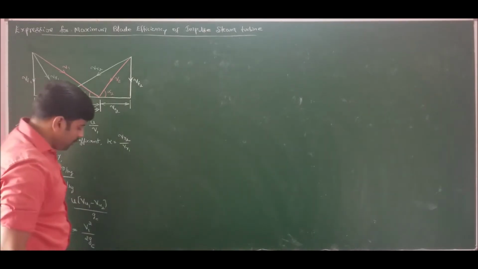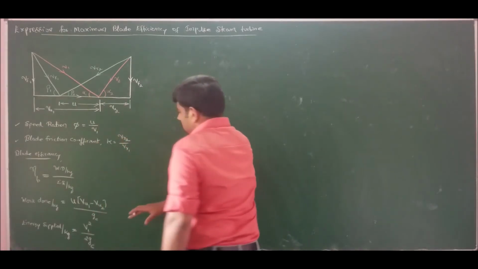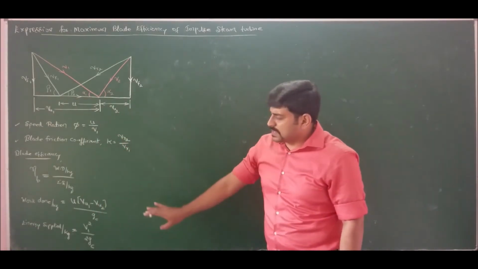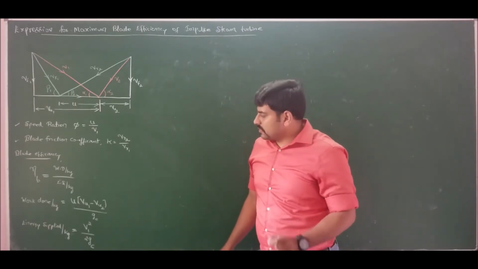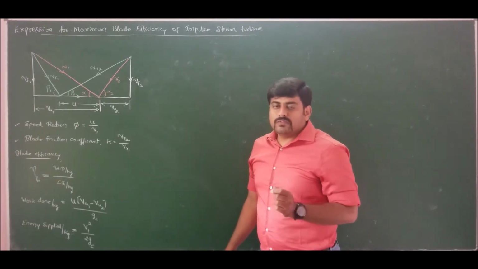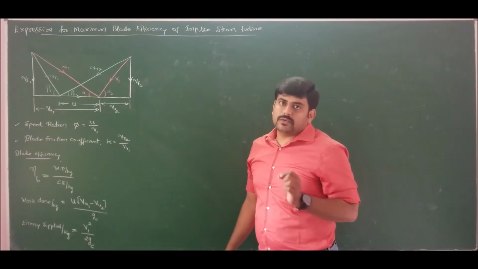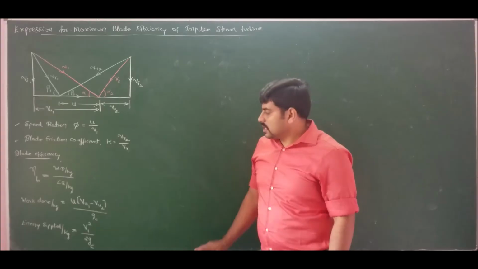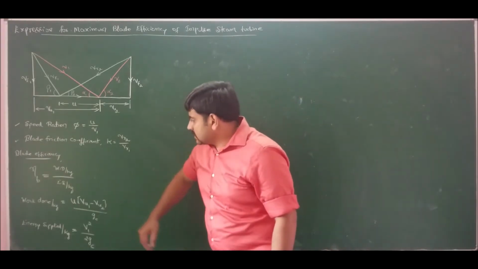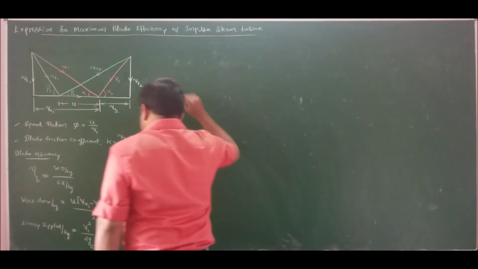Now to derive the maximum blade efficiency, express everything in terms of blade design parameters, that is, in terms of U, V1 and alpha 1. Keep that in mind. We should express everything in terms of U, V1 and alpha 1. Now, first let us express work done per kg.